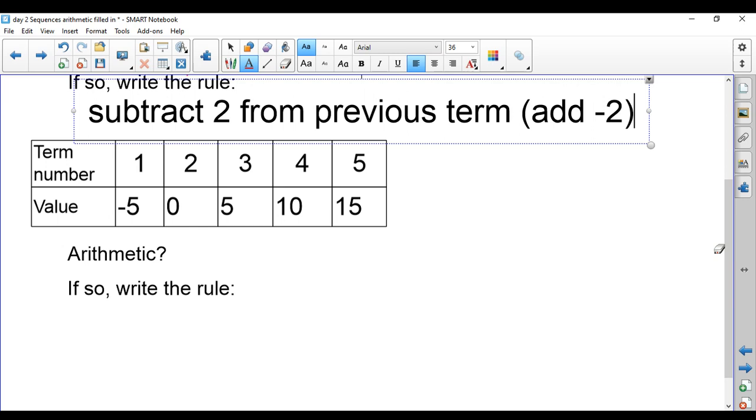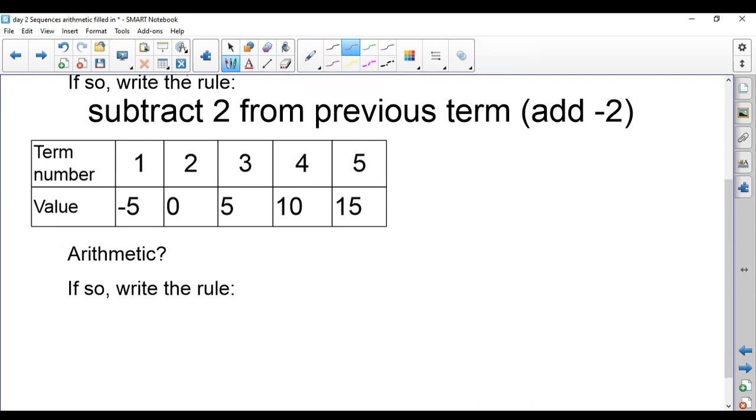And then again, in our last example, we're going to check our differences. If you have any difficulty with the negatives here, I can find the difference by taking one value and subtracting the number before it. If I take 0 minus -5, this has gone up 5. 0 to 5 goes up 5. It's a plus. 5 to 10, up 5. 10 to 15, up 5.